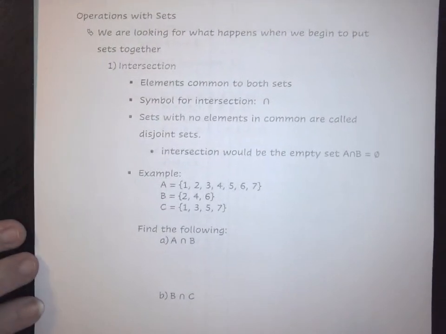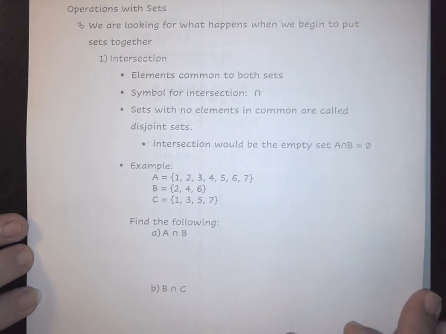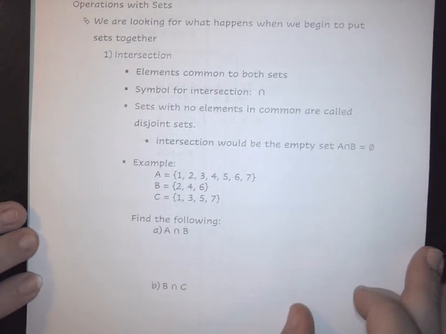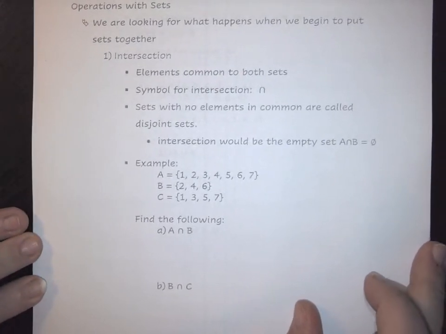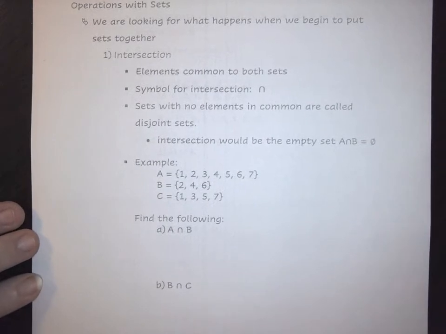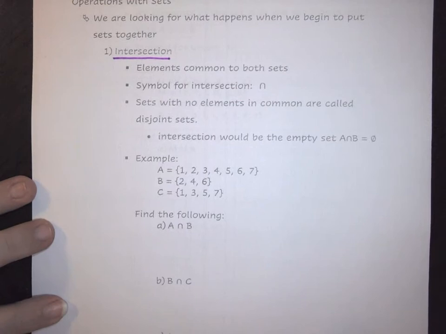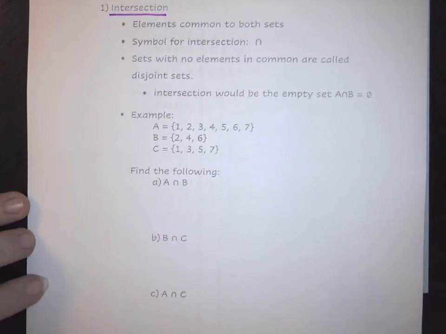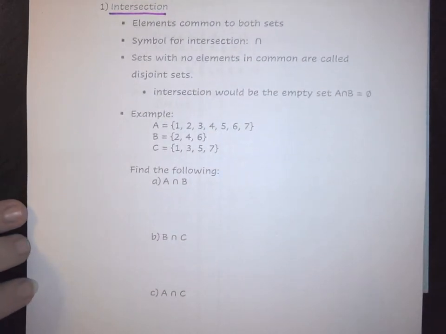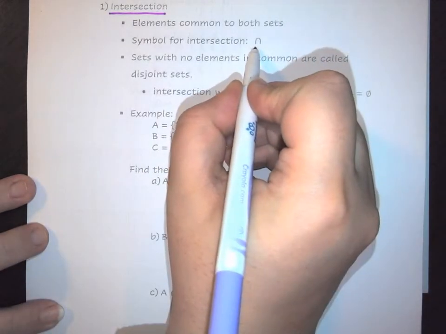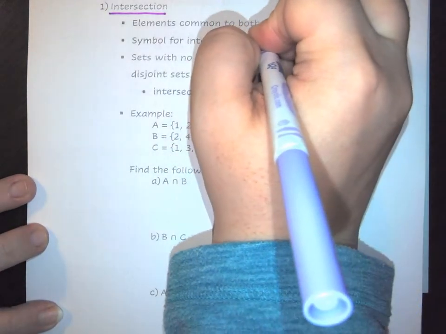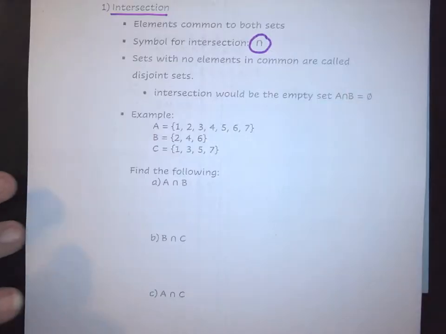Now, when we're talking about operations with sets, we are looking for what happens when we put those sets together. Like we were talking about, the first thing we have is what's called an intersection. An intersection is where we have elements that are in common to both sets. The symbol that we use is this one here, which looks kind of like an upside down N.